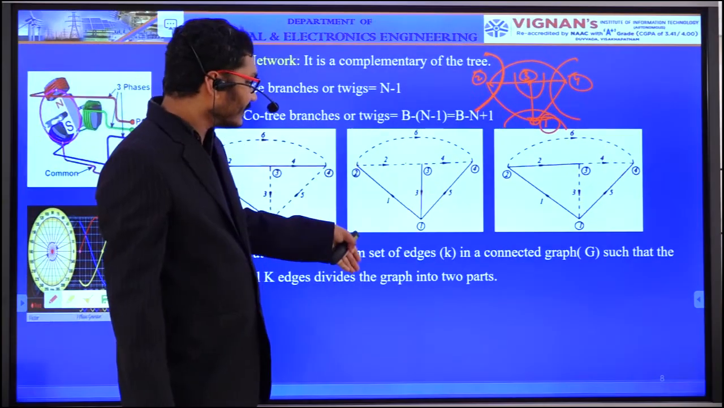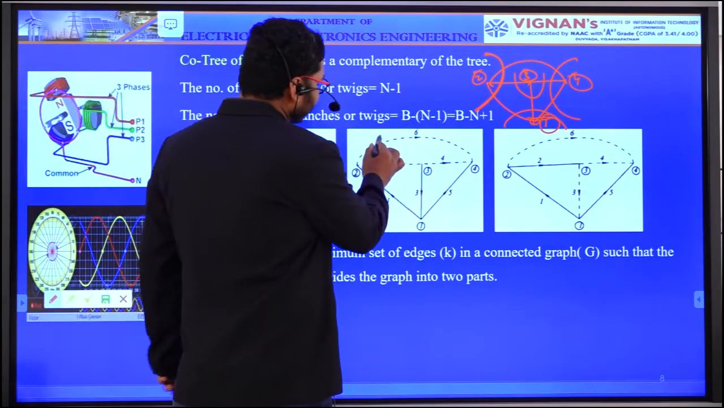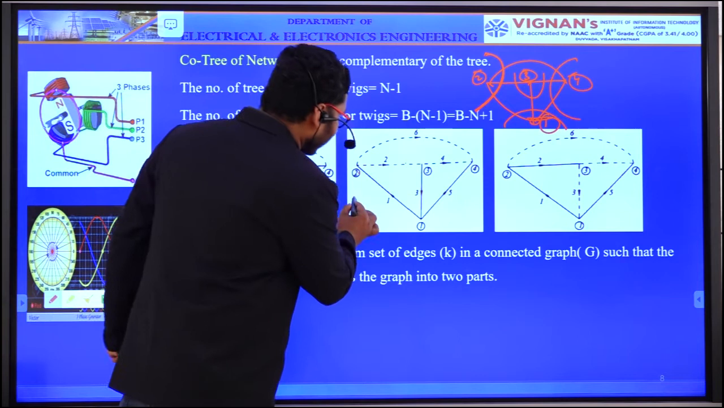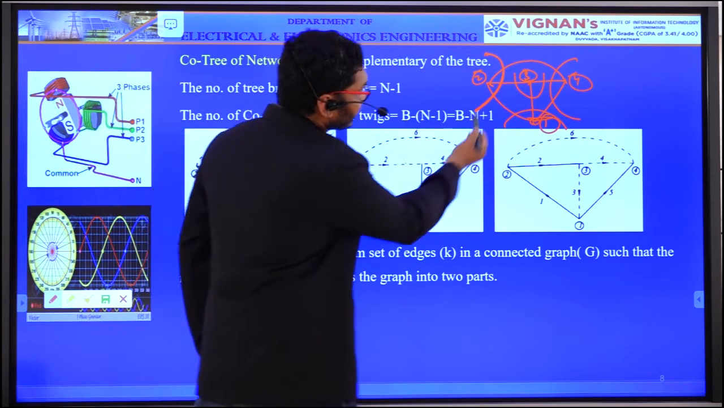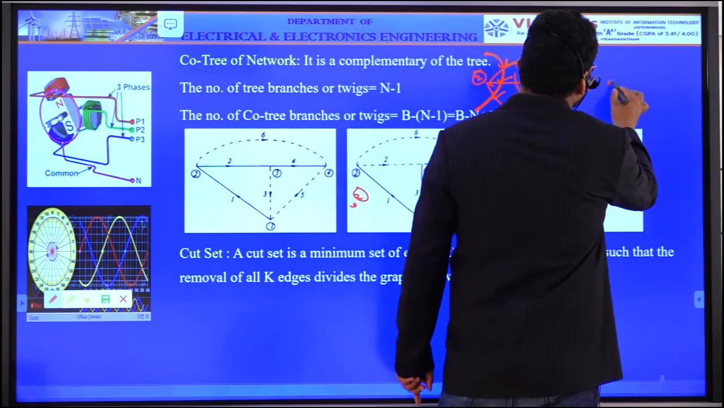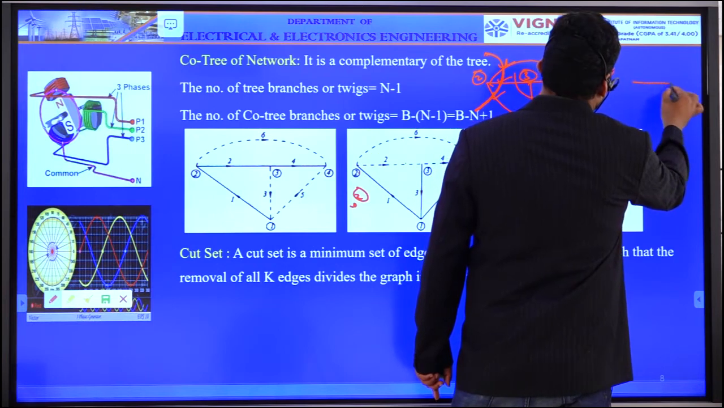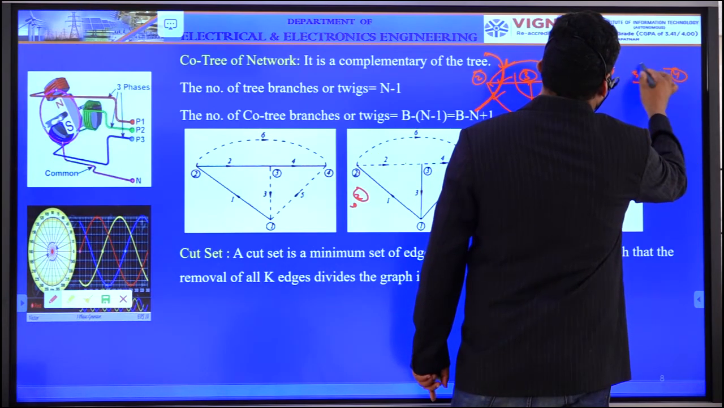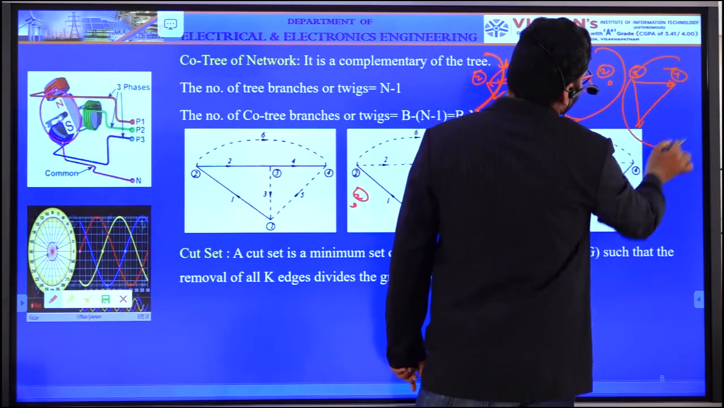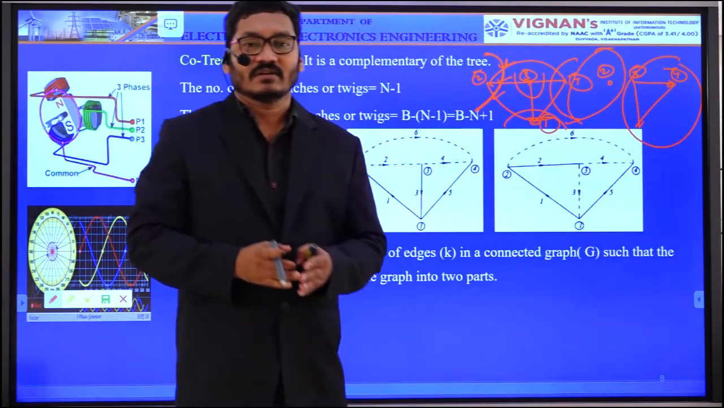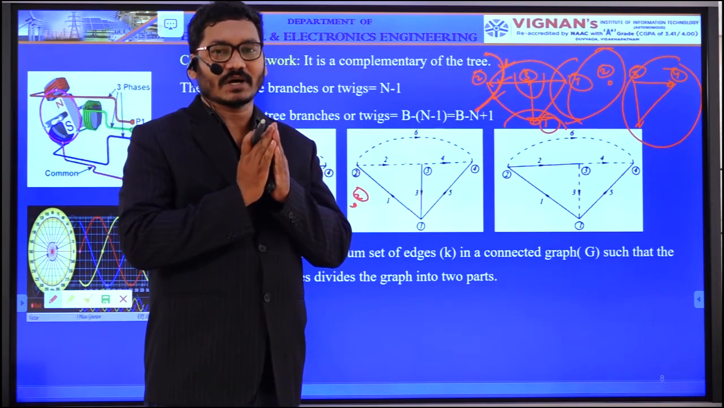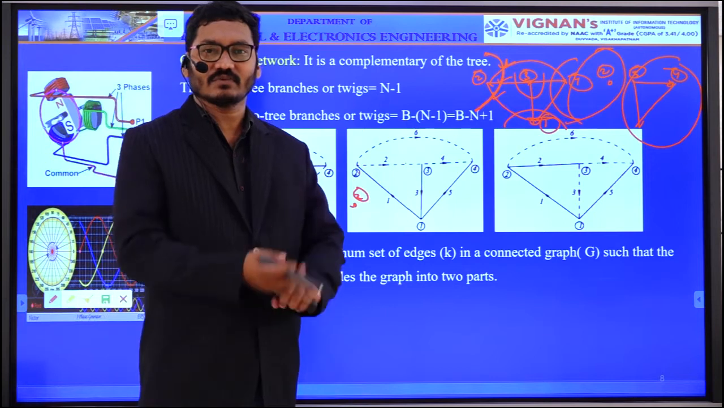Suppose you are removing a number of branches. Suppose I am removing 6 to 1. Removing these branches, the graph looks like this. For the same graph, I am removing this branch, this branch, this branch. It means 2, 3, 4, like this. This is one part, this is another part. If you are able to make the graph into two parts, we call it a cut set.